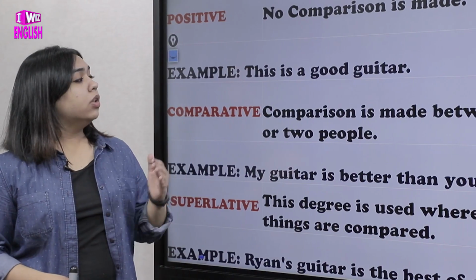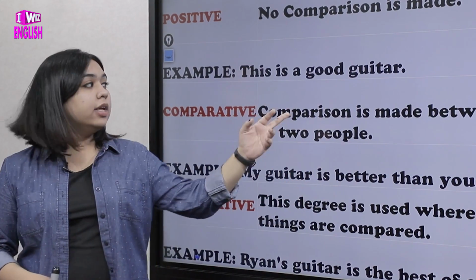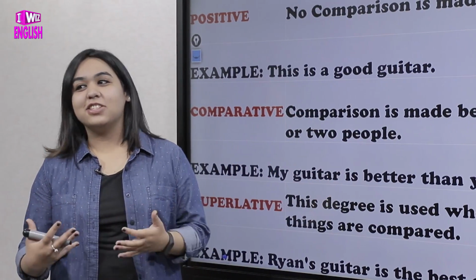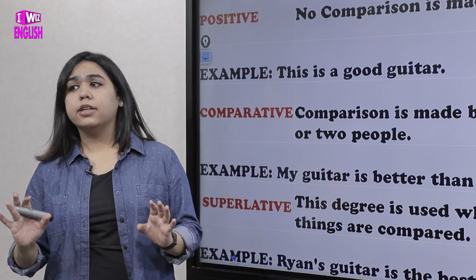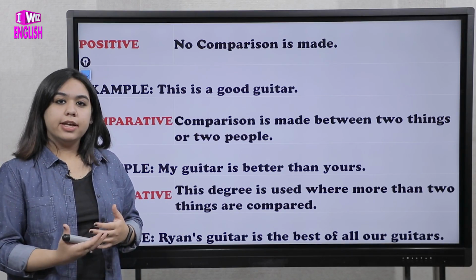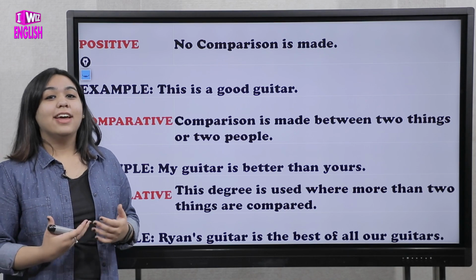For example, this is a good guitar. Now good here is the adjective. We are not comparing anything. So good is just a normal degree, that is the positive degree of the adjective.